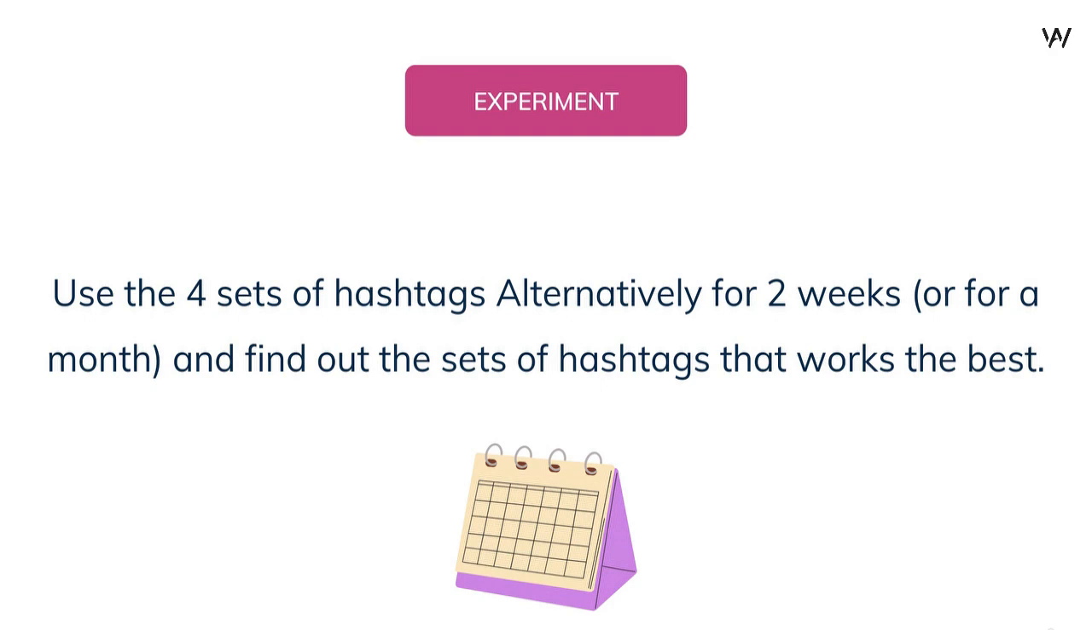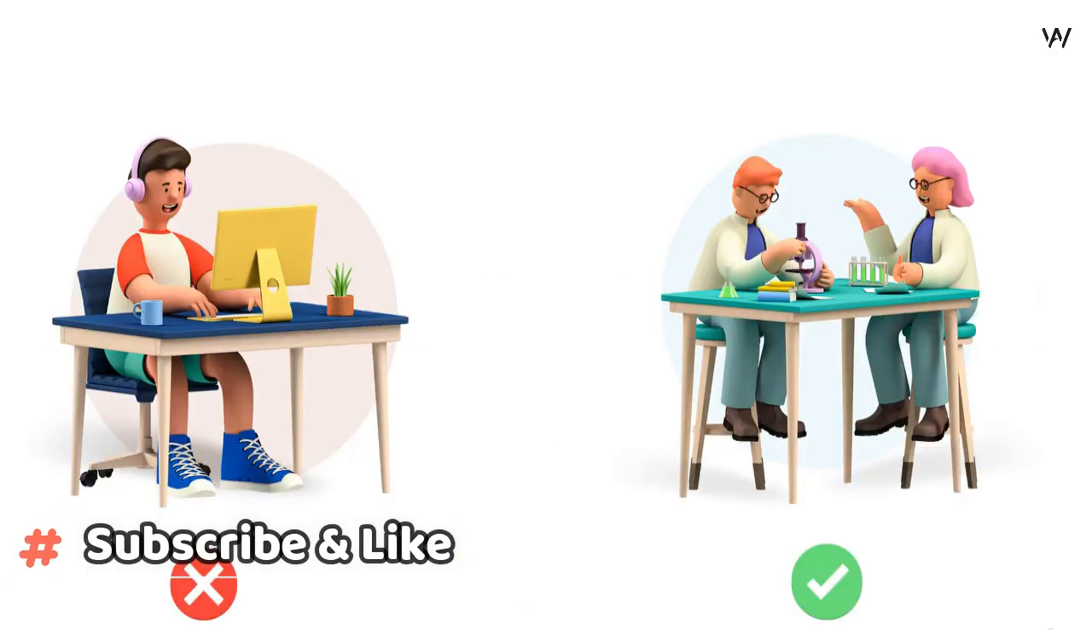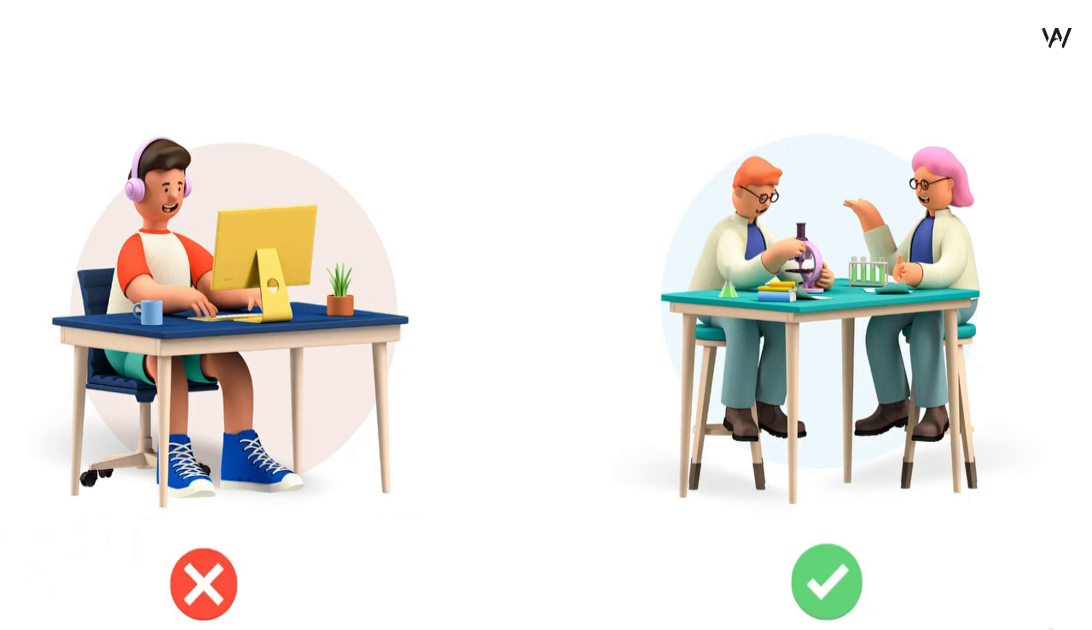So I hope you understood how to experiment and find out which sets of hashtags work for your Instagram page. We have to think like scientists, we have to experiment, and we have to find out which sets of hashtags work the best for us, and we shouldn't think like a normal person who is scrolling through Instagram and wasting our time.